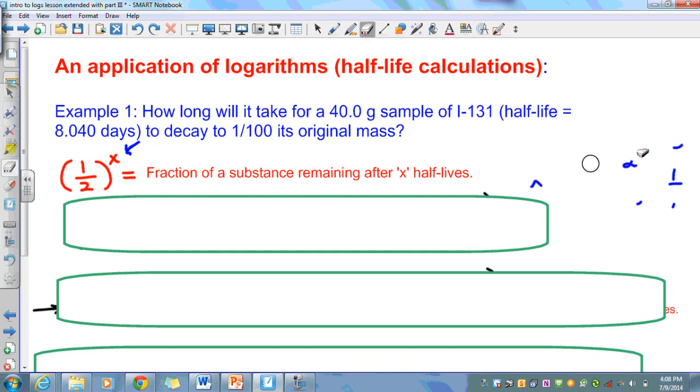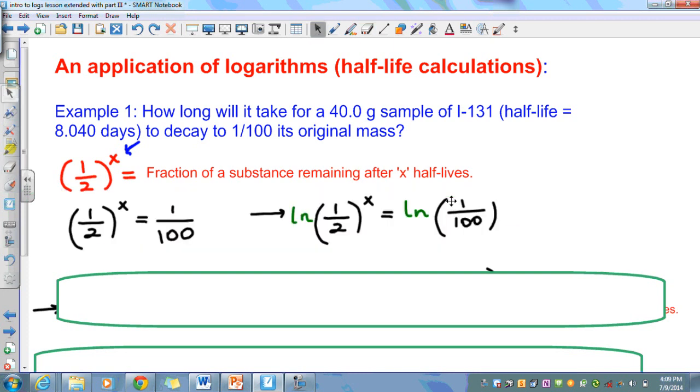So with that formula and with that understanding, let's try to solve the problem. We want to end up with 1/100 of the original mass, so we set (1/2)^x equal to 1/100. And notice what happened here: (1/2)^x equals 1/100, and the unknown x appears in the exponent. That is the perfect situation to apply the natural log function.